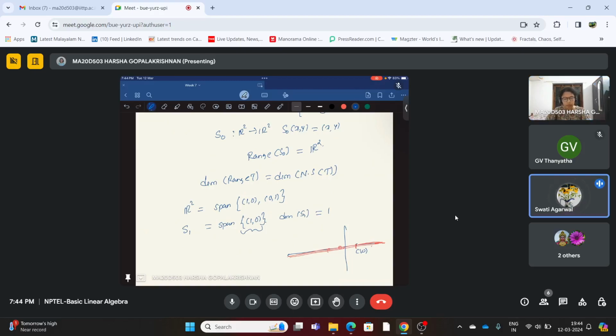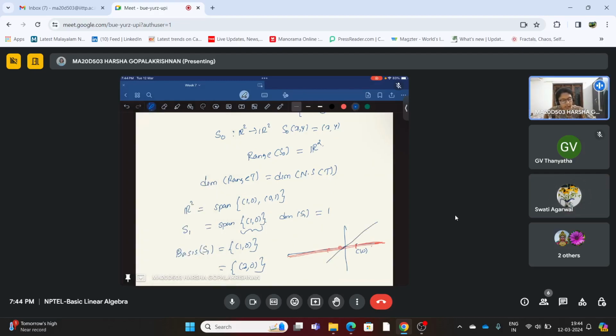Dimension of S1 is 1 because we have one element, because the basis of S1, the set {(1,0)}, has only one element. Actually, the set {(2,0)} is also a basis. Any element except (0,0) is a basis. Any element in the line is a basis because we can take any other element as a linear combination of this one.